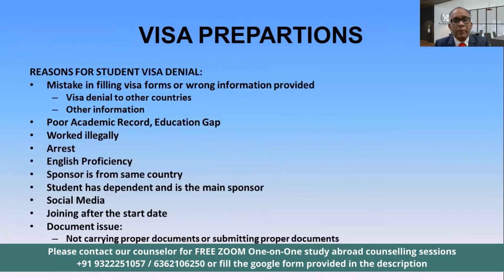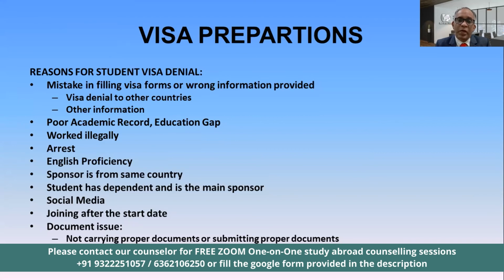The next few are mistakes in filling up the visa form. If you do not fill the visa form properly, or you have provided wrong information, suppose they ask if you have been rejected for a US or Canada visa, and you have said no, then there is a chance that they can find out. Though we say it is not possible, because of the biometrics and other things, information is shared with the consulate. So if they know that you have been refused, and you provided wrong information, you may be refused.